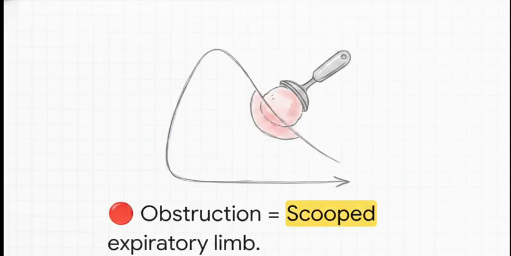Now, if you are forced to actually look at a flow volume loop graph, don't panic. There's a brilliant visual cheat code for that too. All you do is anchor the word obstruction to a scooped out shape on the expiratory limb. Imagine a giant ice cream scooper just taking a massive chunk right out of that downward curve. Obstruction equals scooped. It's that easy.